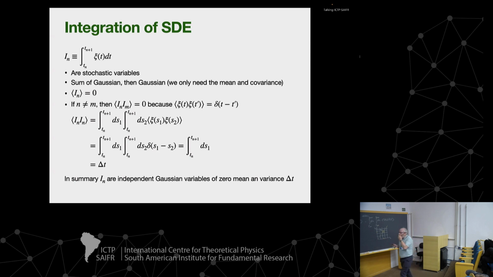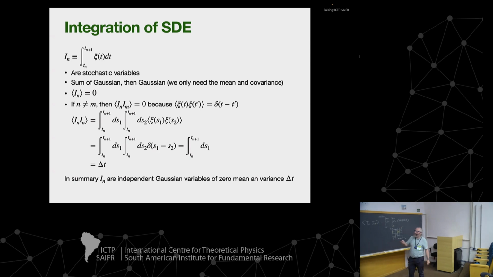So what we have is that these IN, that were somehow mysterious, are independent because the covariance is 0 if the time intervals are different. Gaussian variables of 0 mean and variance delta t.